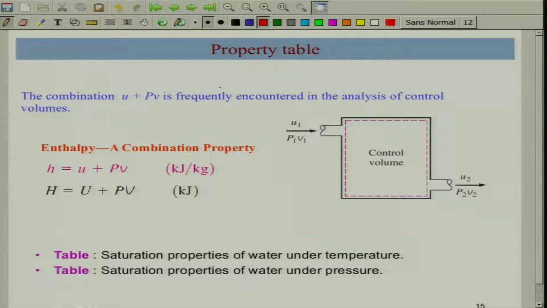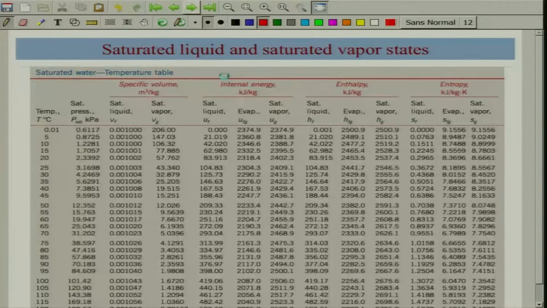Now usually you will see the U plus PV term, which we call enthalpy. We have not introduced it yet, but for the sake of illustrating the property table, I am just mentioning it here. This is a combined property which is very useful for flow systems. So a usual property table would be saturation properties under temperature. We will be using water as an example, and the other would be saturation properties of water under pressure. This is an example of that.